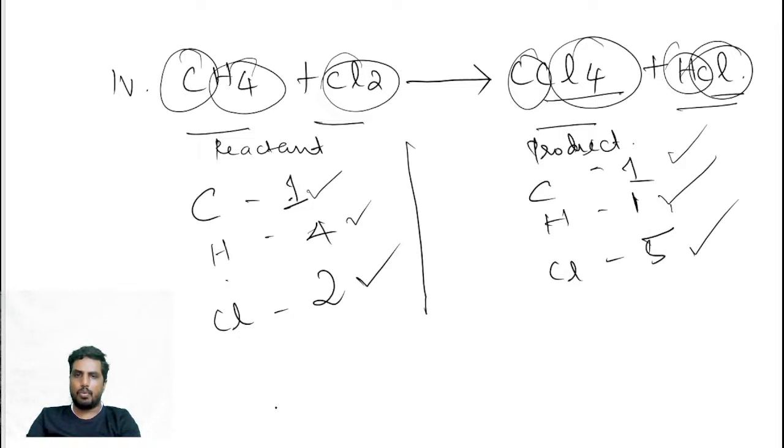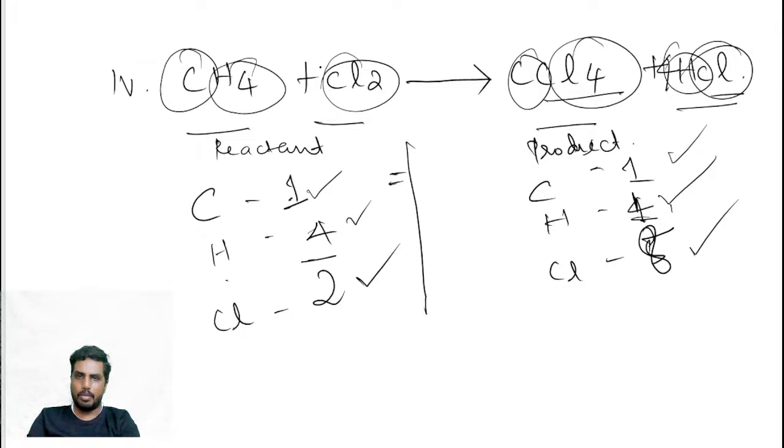Now 1C, 1C which is matched, which is balanced, and 4 H is here, only 1 H is here. Then what I need to do? I need to write 4 here. If I write 4 here, then what will happen? My Cl will increase. So here 4 H is here, here only 1 H, so 4 Cl. So 4 plus 4, it is 8 Cl now. Again, here it is converted into 4, but Cl is 8.